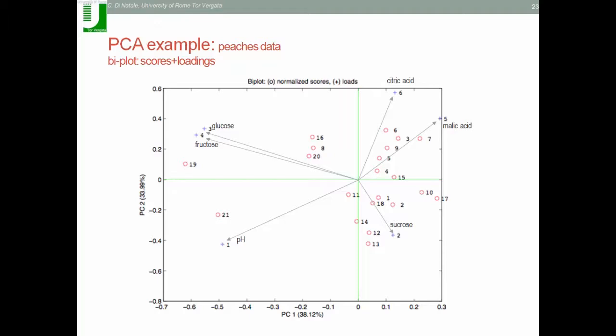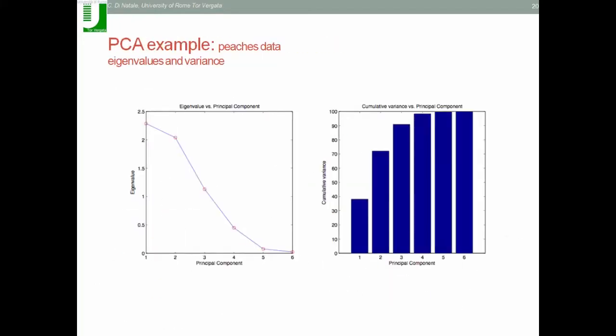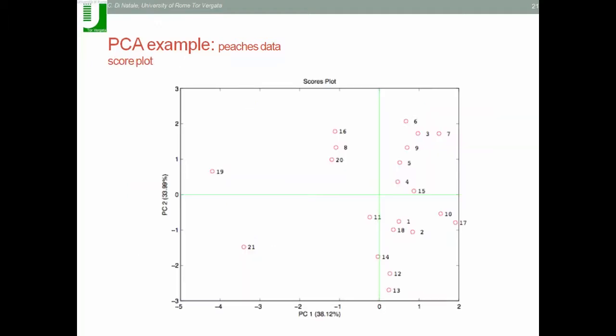But this is a way to visualize and interpret the data. Of course, we said before that here we are playing with the first two principal components. It means that there is 30% of what is in the data that is not taken into consideration by this representation.